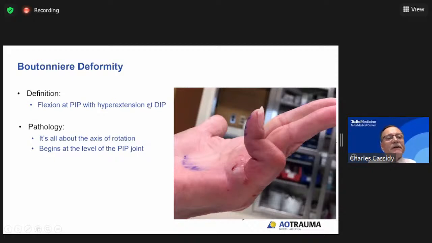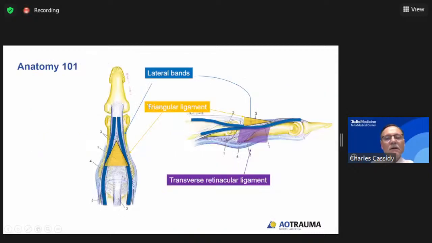So the Boutonniere is defined as a deformity of the digit with flexion at the PIP and hyperextension at the DIP. And with respect to the pathology, it's all about the axis of rotation, and it begins at the level of the PIP joint. So a little bit of anatomy review.